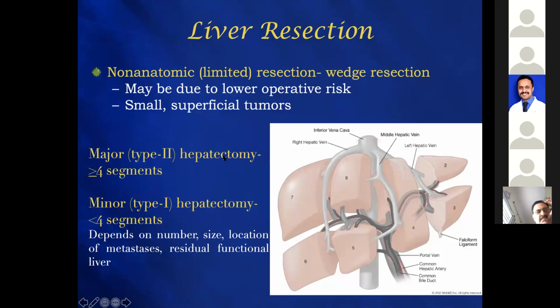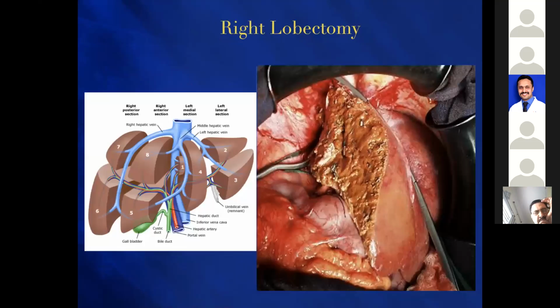Non-anatomical resection, wedge resection may be considered for poor operative patients and small superficial lesions where the tumors are located on the surface. Major hepatectomy is anything more than or equal to 4 segments. Minor is less than 4 segments. And you have to look into the number and size of the metastasis and also the residual functional liver.